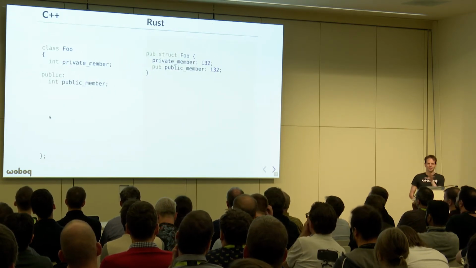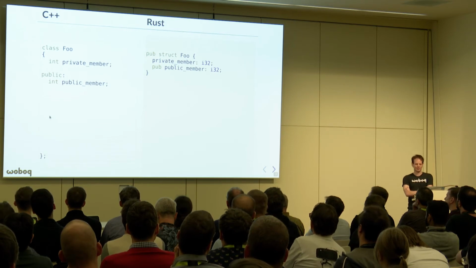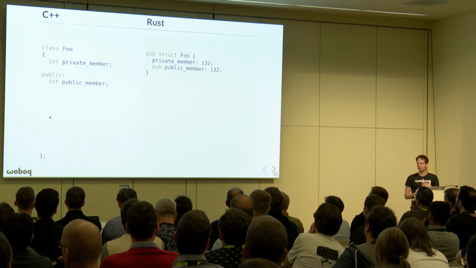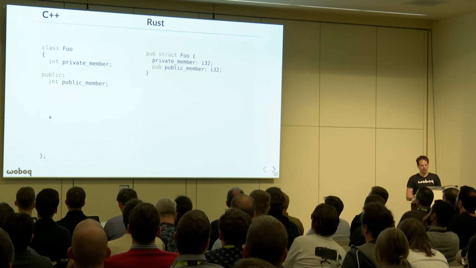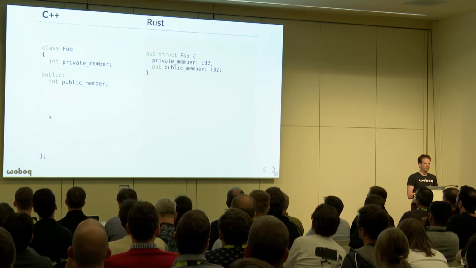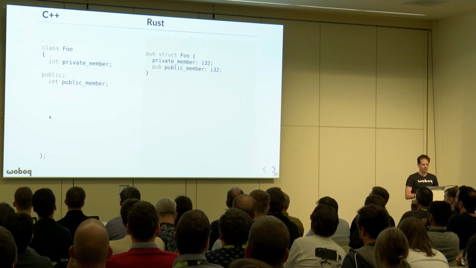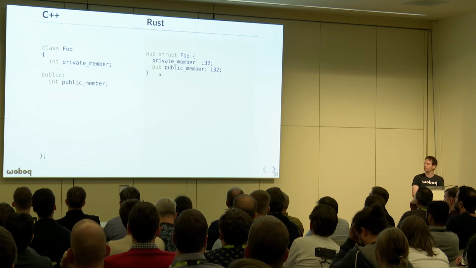Since the other half of the room didn't know Rust, I'm going to present it quickly. There are some similarities between C++ and Rust. C++ has classes, Rust has structures. You also have private or public members. By default, everything is private unless you specify that it's public with the pub keyword.